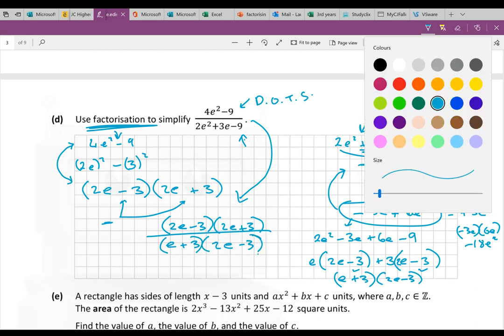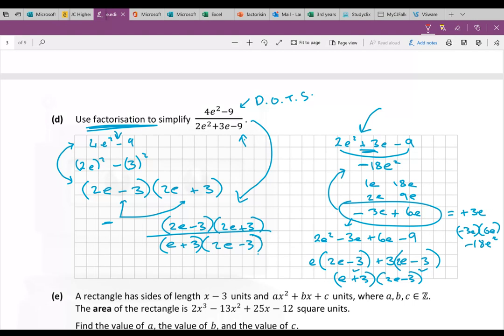And the very last thing you do is say, I've got a 2e minus 3 on the top and a 2e minus 3 on the bottom, and I can cancel these because there's nothing combining that bracket to that bracket. Remember, plus and minus hold things together. So the 2e and the 3 here are held together, and the e plus 3 are held together. My final answer is 2e plus 3 over e plus 3. I can only cancel full brackets that are absolutely identical.